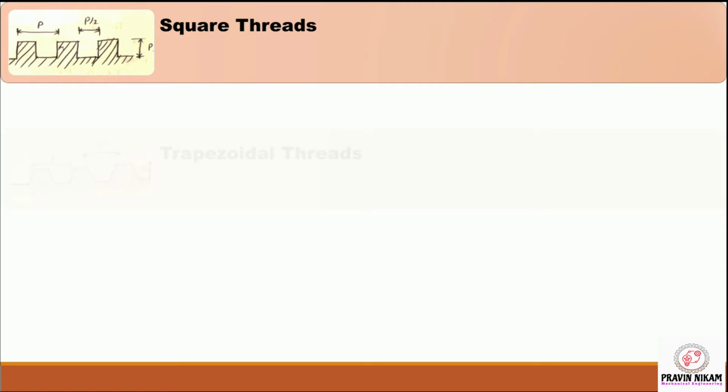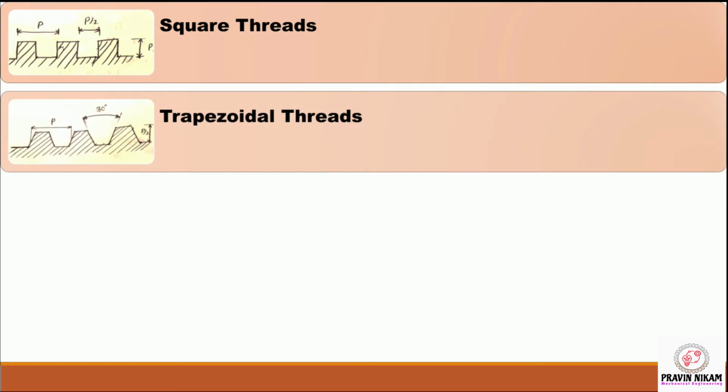Then the second type is trapezoidal threads. You can see the shape of the thread is trapezoidal. And the angle between two threads is 30 degree. And pitch is nothing but the axial distance between two successive points on threads. That is nothing but pitch.